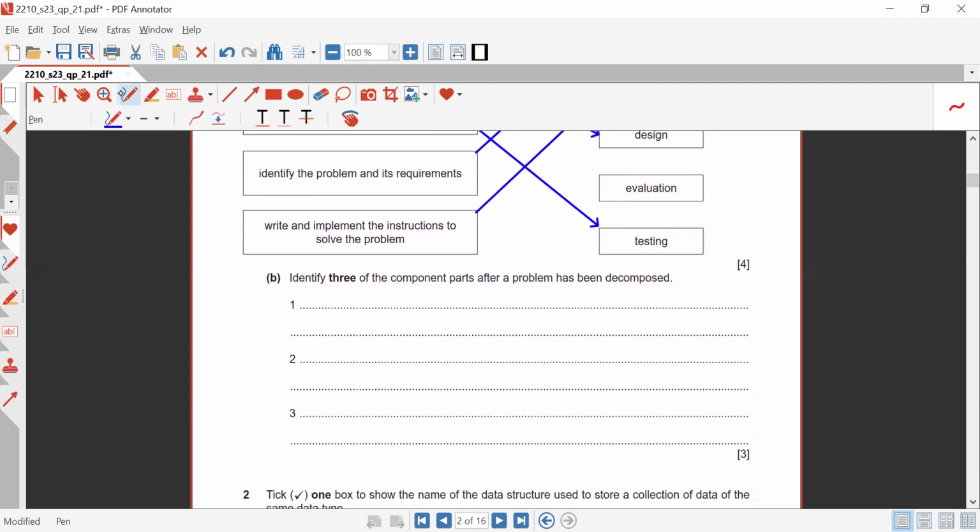Now they are saying identify three component parts after the problem has been decomposed. So do remember, once it has been decomposed, what are the steps that you need to do? So first of all, it will be an input, then it will be processing, and finally it's going to be an output.